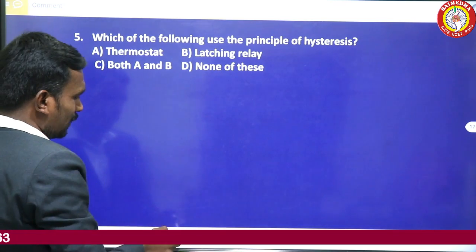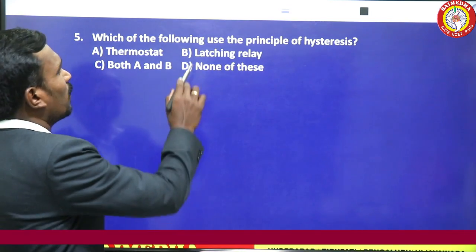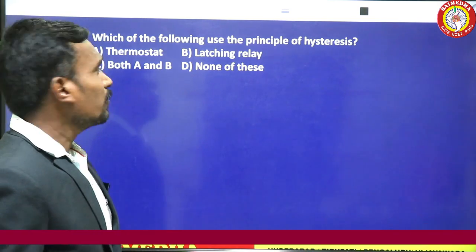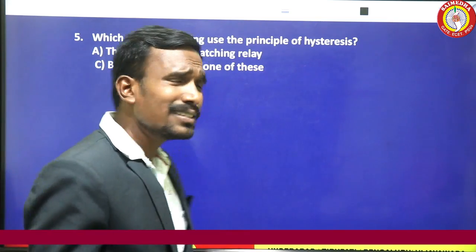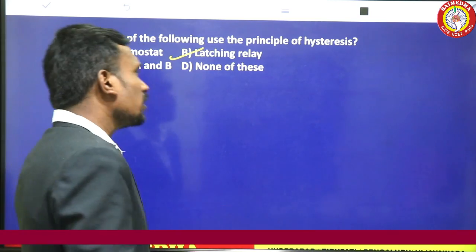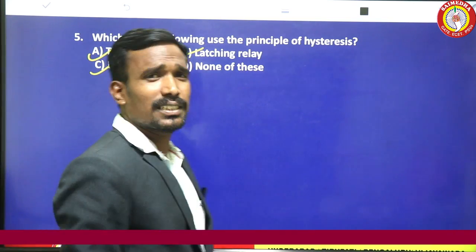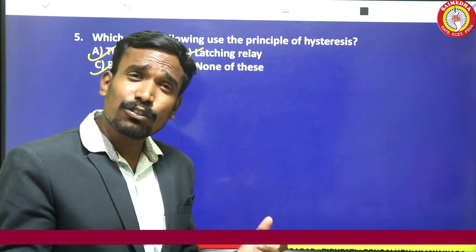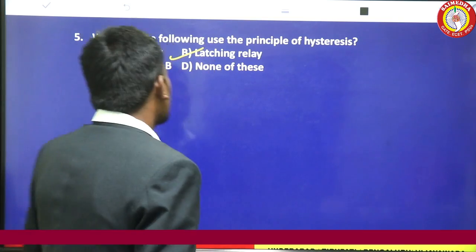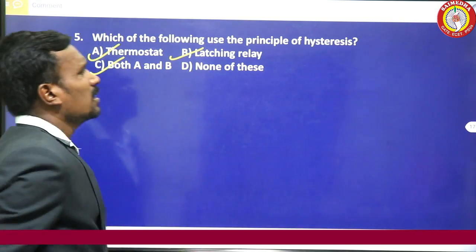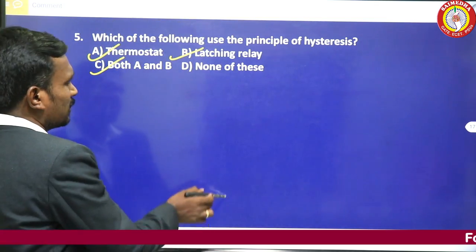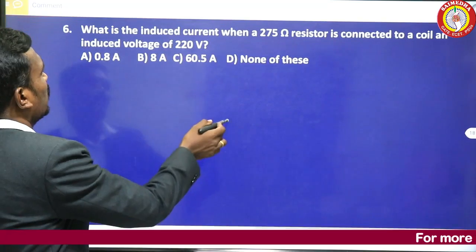What is the question? Which of the following uses the principle of hysteresis? Generally, the thermostat as well as the latching relay, both will follow the hysteresis principle. Both will have the retained property, residual property. So both have the hysteresis principle like that. So both is the correct answer. Let's go for the next question.